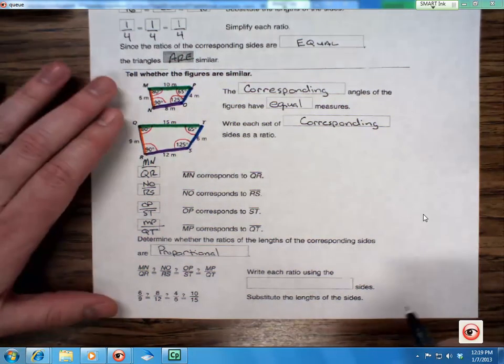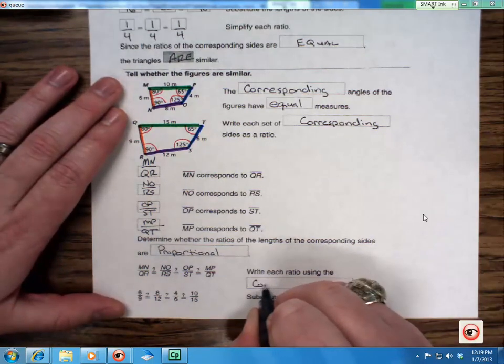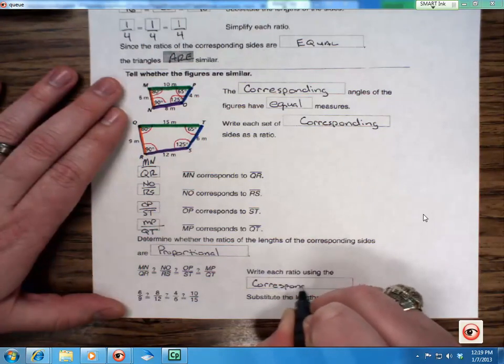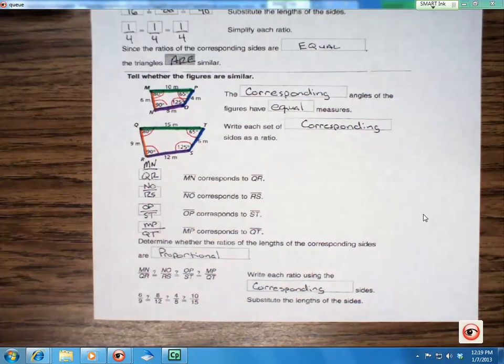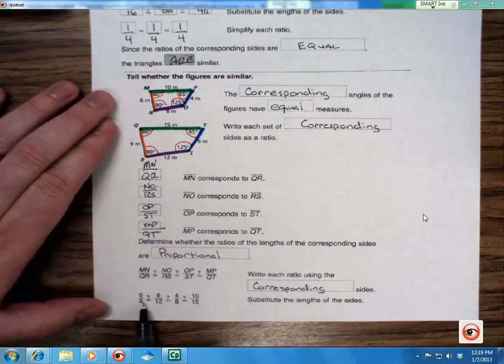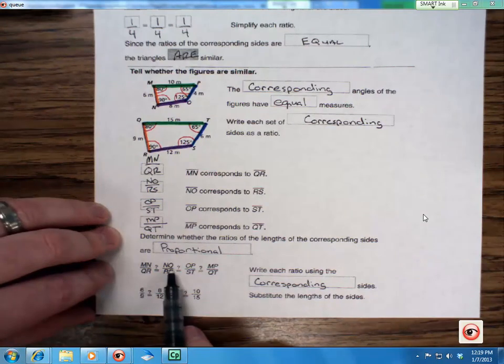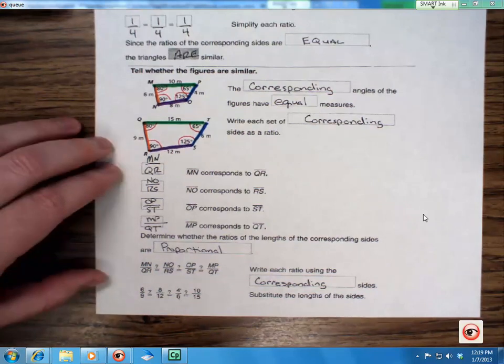Okay, so we're going to write each ratio using the corresponding sides. Well, we use that word so many times a day. Okay, our corresponding sides. Now, when we substitute those lengths in there, this MN over QR, that's the same thing as 6 over 9. NO over RS, that's 8 over 12. OP over ST, that's 4 over 6. And finally, MP over QT, that's 10 over 15.